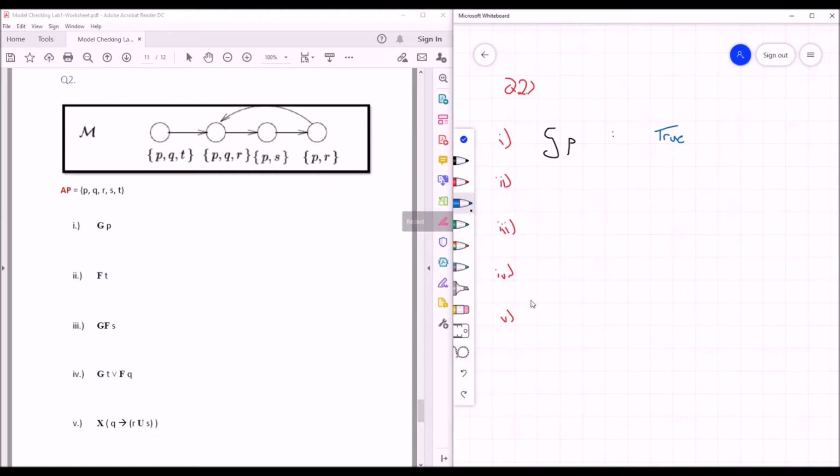Next question, eventually T. So is there a path, or eventually, a linear path, where eventually T is true? Well, let's see. In the very first state, P, Q, and T, T is true. So we already know immediately that this is true. Now, let's move on to our next problem.